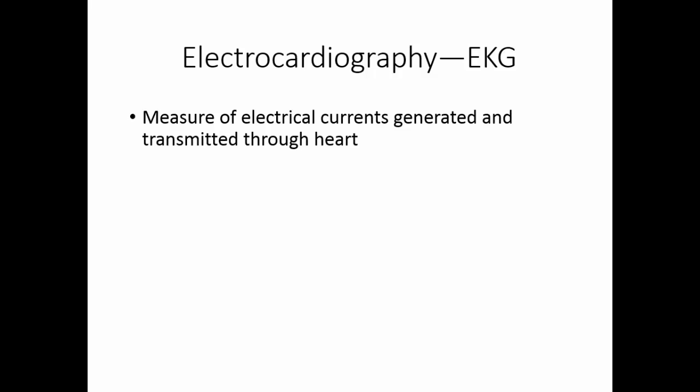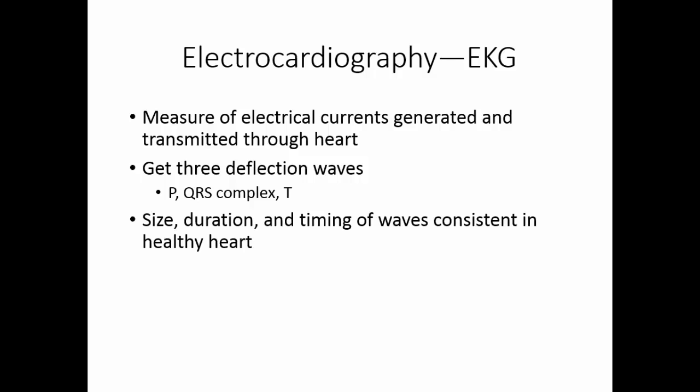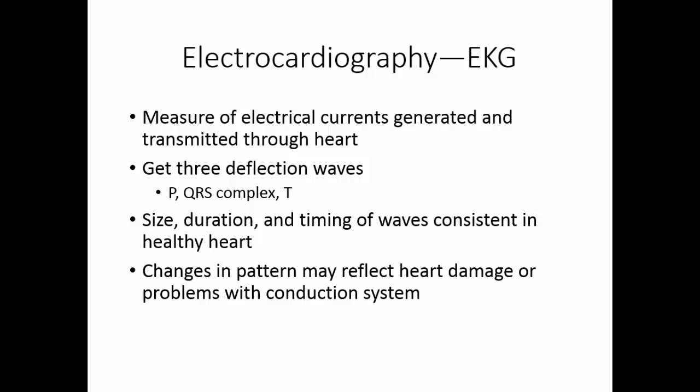Electrocardiography, or the EKG, is simply a measure of those electrical currents that are generated and transmitted through the heart as the heart cells depolarize and repolarize. We get three deflection waves: a P wave, a QRS complex, and a T wave. In a healthy heart, these waves are the same size, duration, and have the same timing. Changes in this pattern can reflect heart damage or problems with the conduction system.